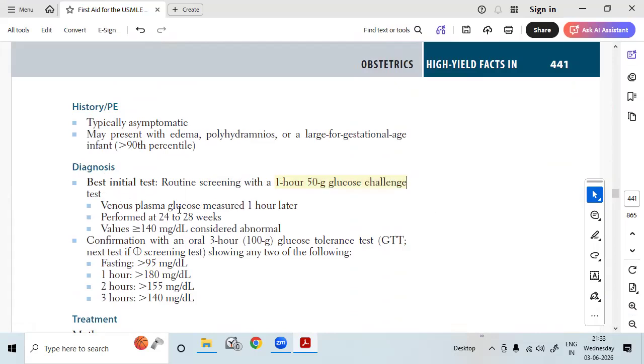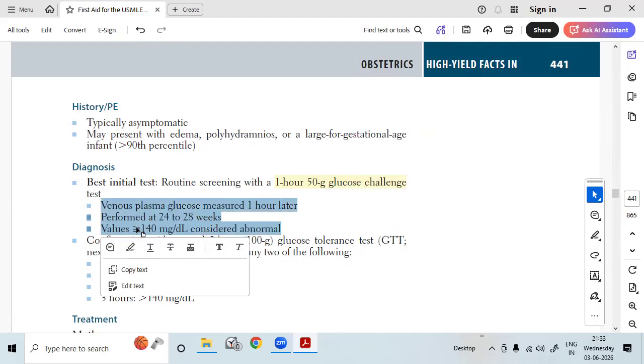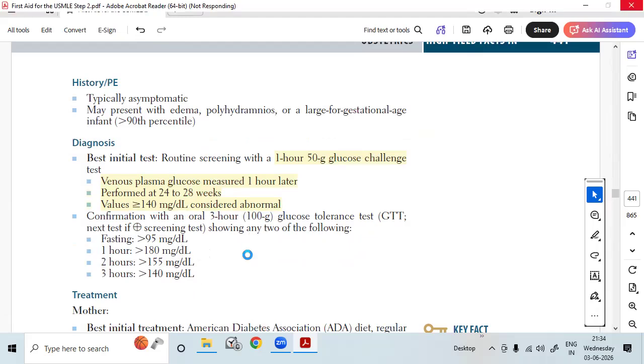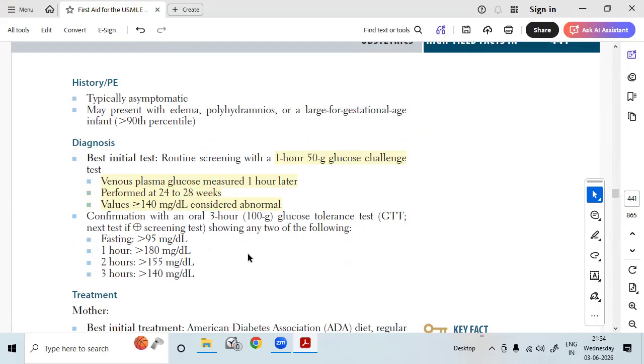Venous plasma glucose is measured 1 hour later, performed at 24 to 28 weeks. Values of more than or equal to 140 milligram per dL are considered abnormal. Confirmation is with an oral 3 hour 100-gram glucose tolerance test. The test is positive if any two of the following: fasting more than 95, 1 hour more than 180, 2 hour more than 155, and 3 hour more than 140.